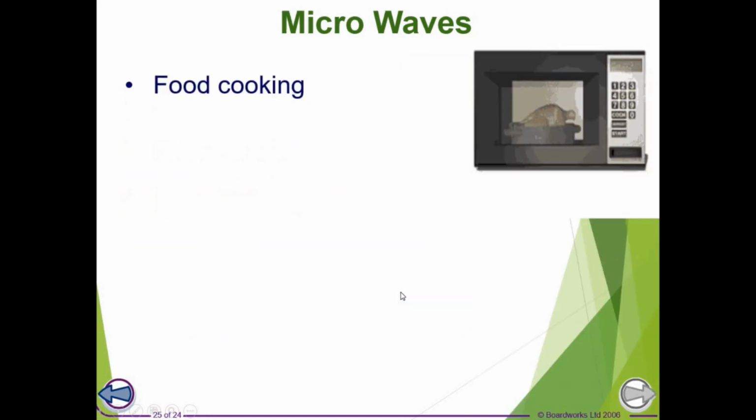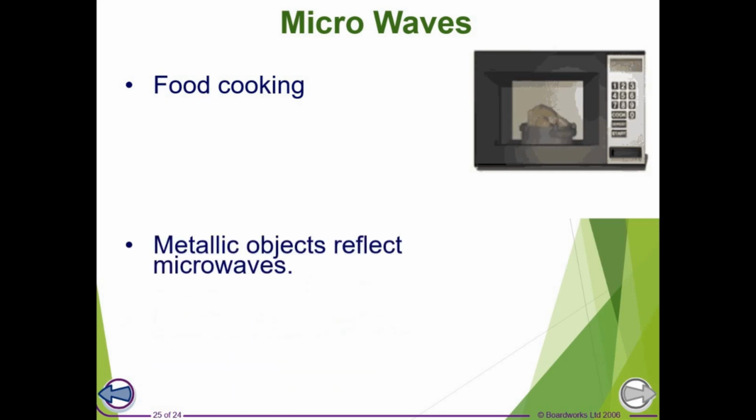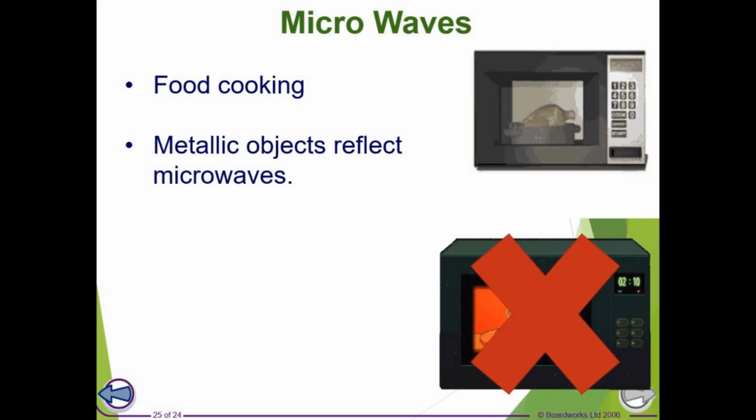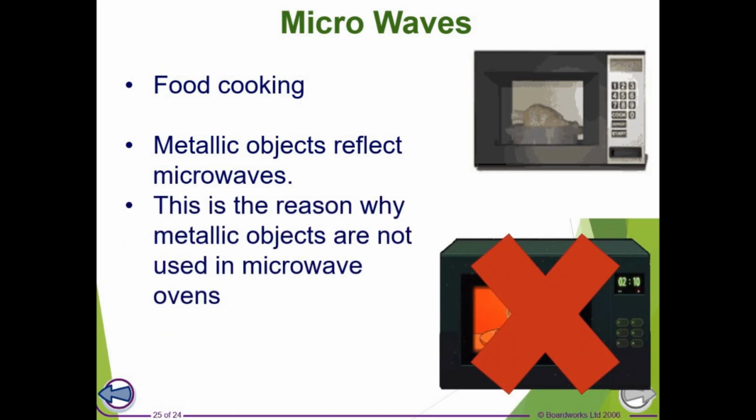Now, microwaves are also used for food cooking. Food is cooked in a microwave oven by absorbing microwaves. Metallic objects reflect microwaves. This is the reason why metallic objects are not used in microwave ovens. Non-metallic objects such as glass and plastics can be used as containers for heating food in microwave ovens. Why? Because they allow microwaves to pass through and thus cook the food inside these containers. Microwave-safe containers are specially designed to resist radiation from microwaves.